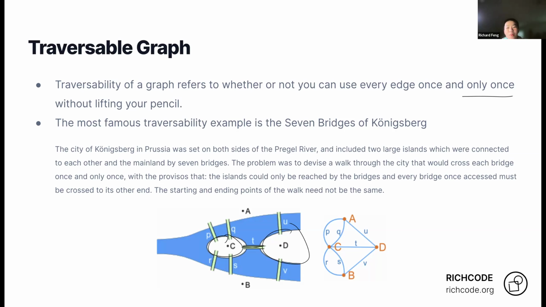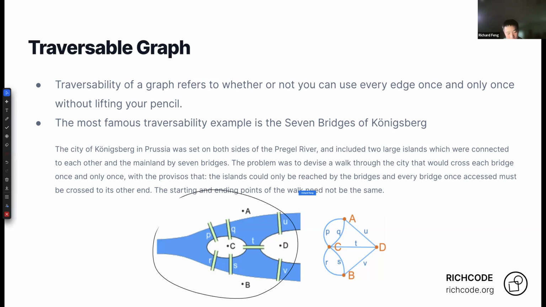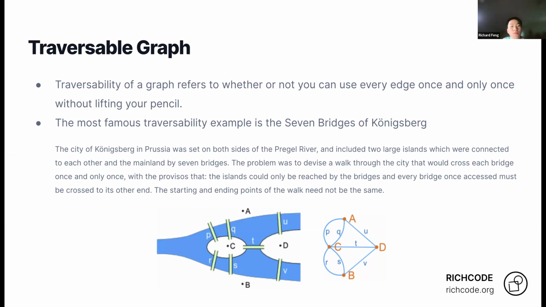Take a moment to think about how we can satisfy this problem. Okay, Roger says there is no possibility. So why is that?